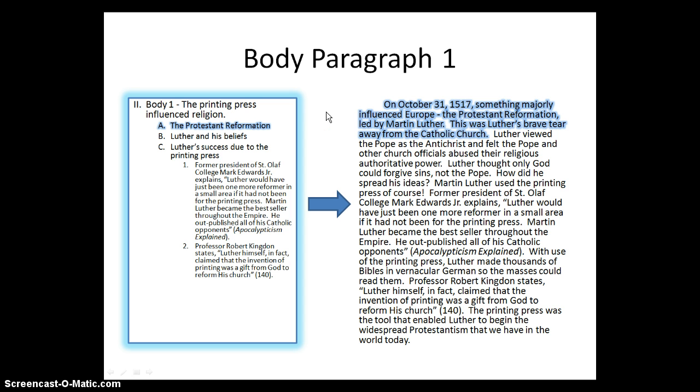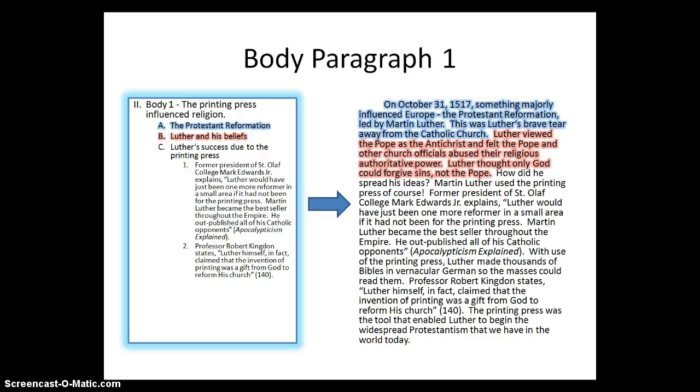And again, I'm not going to read the whole thing. You can do that on your own. But at that point, we've explained what the Protestant Reformation is. So now we're ready to discuss Luther and his beliefs. And the short little description we have on the left-hand side becomes this. Another couple sentences that summarizes what Luther and his beliefs actually were.